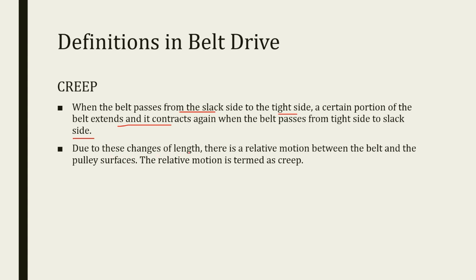Due to these changes of length, there is a relative motion. Because of those changes, there will be a relative motion between the belt and the pulley surfaces, and that relative motion is termed as creep. So what is creep? It is nothing but the relative motion which occurs due to the contraction and then expansion of the belt at the tight side and the slack side. So that motion leads to the changes in the length, and that is called creep.